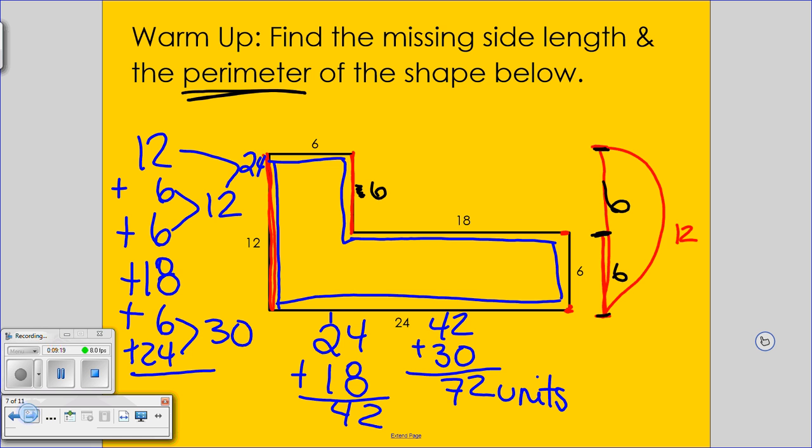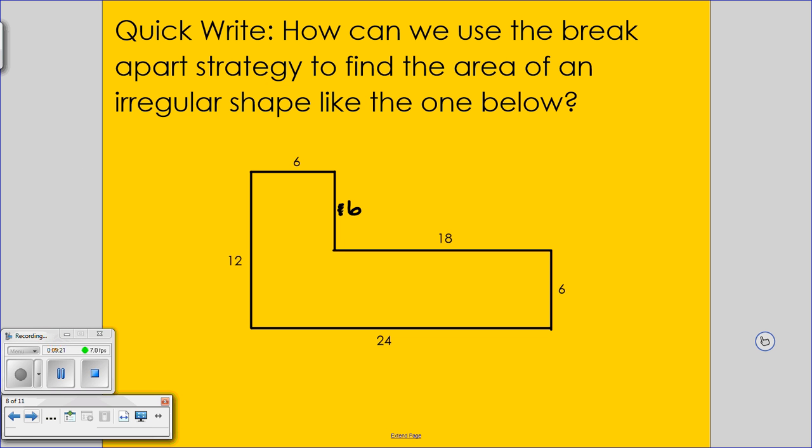Alright, so you're going to have a quick write to do in your math notebook. This is the exact same problem we just did. But I want you to answer this question. How can we use the break apart strategy to find the area of an irregular shape like the one below? You don't have to write the question. You can if you think that's going to help you. But you do need to answer that question using complete full sentences.